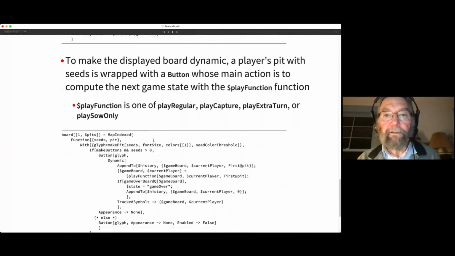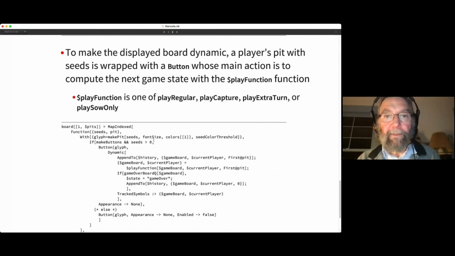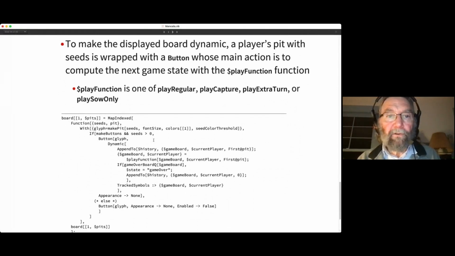To make the board dynamic, we need to turn the pits into buttons, and that's done just by using button, and we use the make pit function here to make the glyph for it, its color and the number of seeds in it. And if the number of seeds is greater than 0, then it's a button. Otherwise, we just display the static glyph.